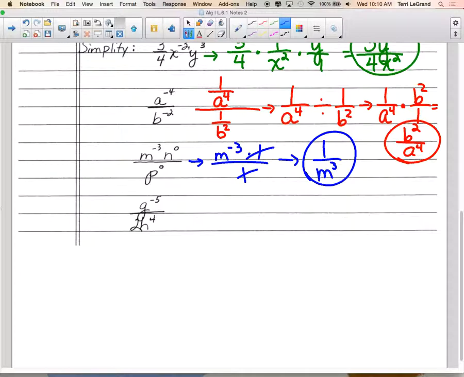Okay, well let's do our goal then. How are we going to rewrite this one? 1 over g to the 5th over 2h to the 4th. So the only thing that needed renaming was the g to the negative 5 power? Yep. Everything else is cool? Yep. Okay, everybody else convinced it is, besides Andrew?